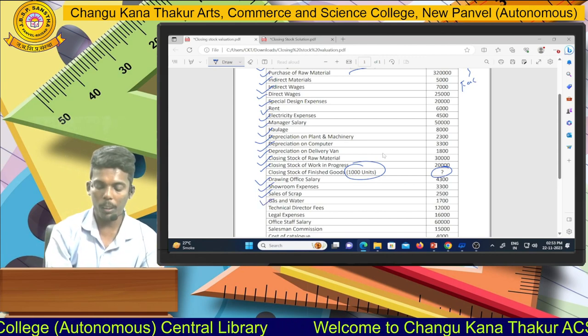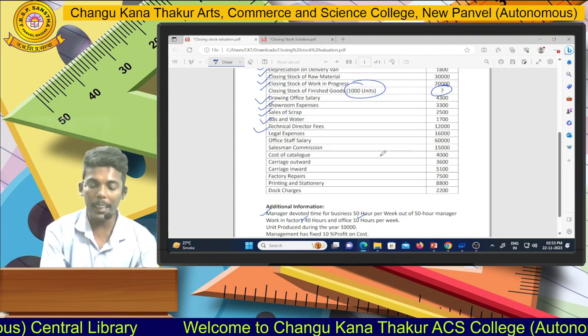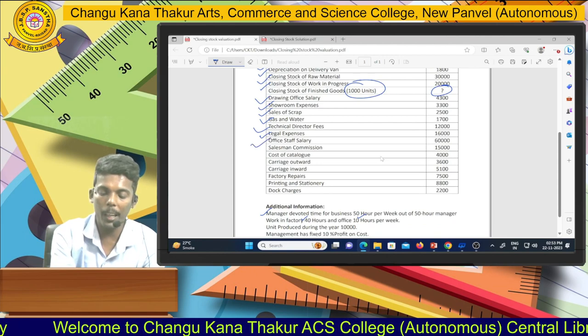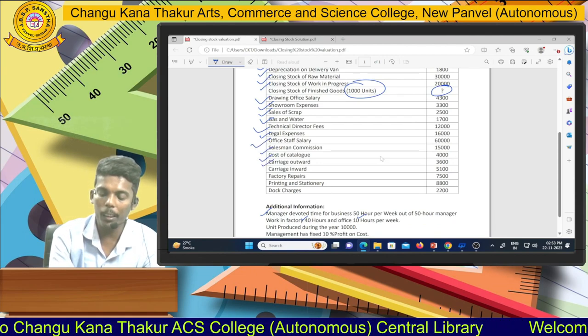Then gas and water is a factory expense. Then technical director fees is a factory expense. Then legal expenses is an office and administrative expense. Then office staff salary is office and admin, then selling commission, cost of catalog, carriage outward is selling and distribution.